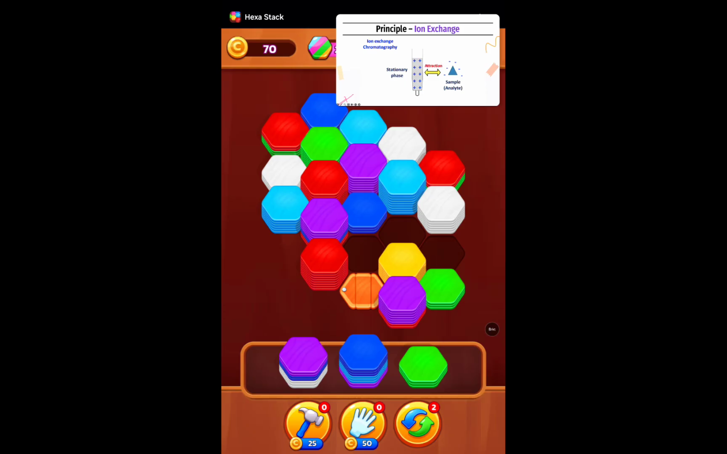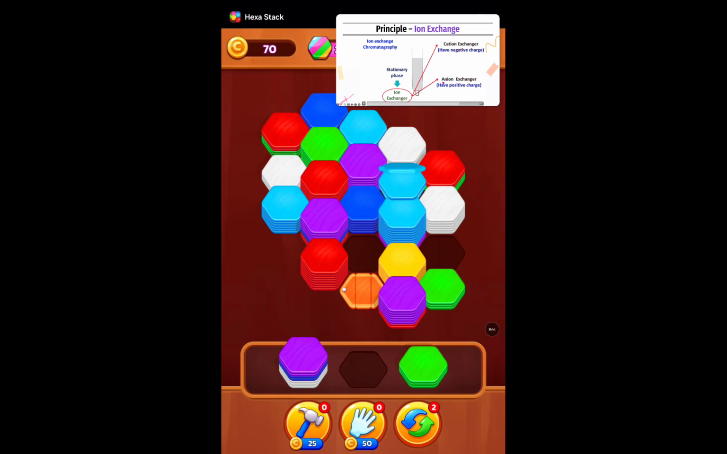negative charge. It is usually used for the separation of protein, peptide, nucleic acid and all these things. So this is a common application of the anion exchanger. As I mentioned, there are two types: one is called the cation exchanger, the other is called the anion exchanger. The cation exchanger will have the negative charge, and the anion exchanger will have the positive charge.